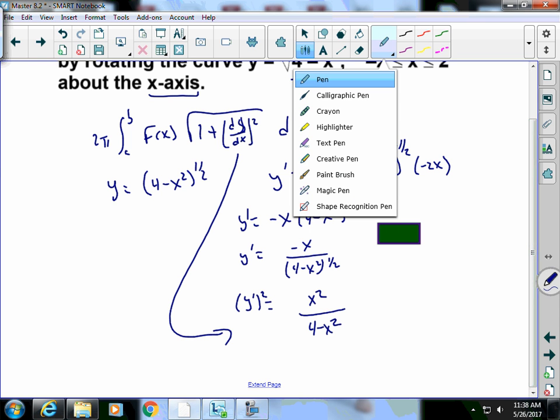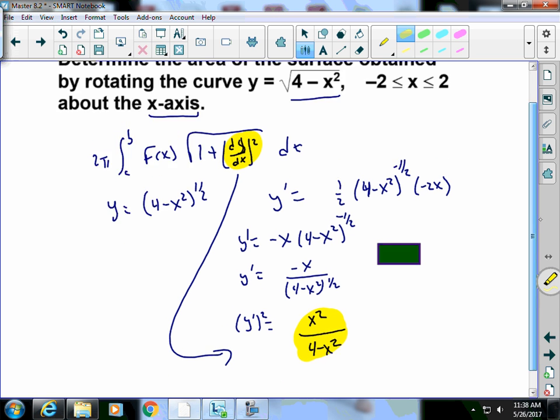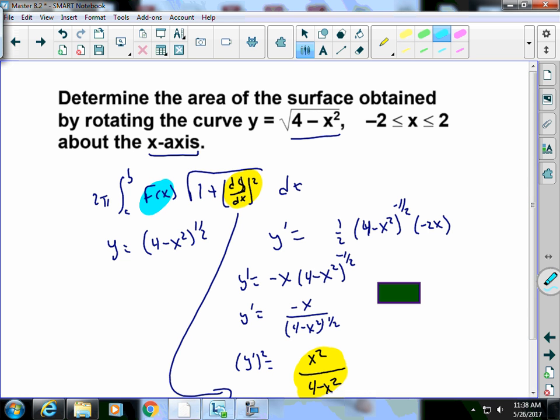So let's highlight it the same color, so we're not confused. So this is that part there. Our f of x is just this. So we have everything we need, and we know that we're in terms of x here. So we have everything we need for this function.